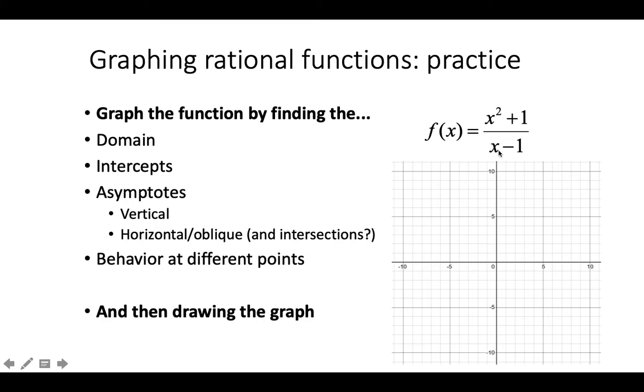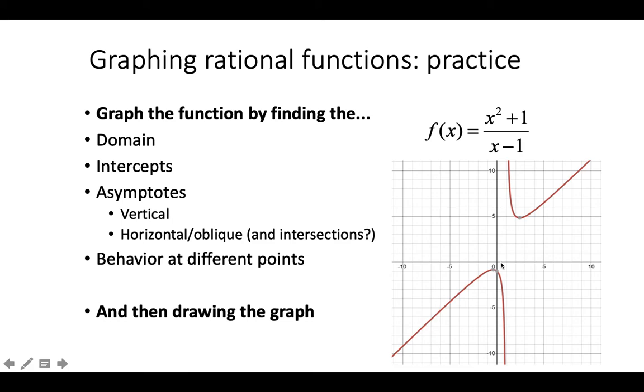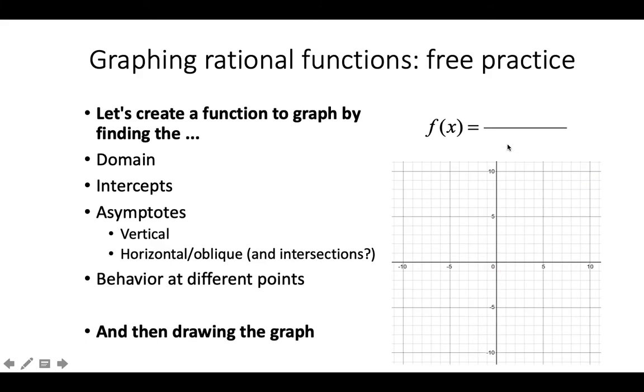Then we can locate some additional points to see the picture of the graph, and if we put all the pieces together, then the graph will be like this. There is an oblique asymptote here, and there is a vertical asymptote here. X equal to 1 is the vertical asymptote. This will be our final graph for this question. We have some practice also, where you make a question and then graph it, like graphing rational function free practice.